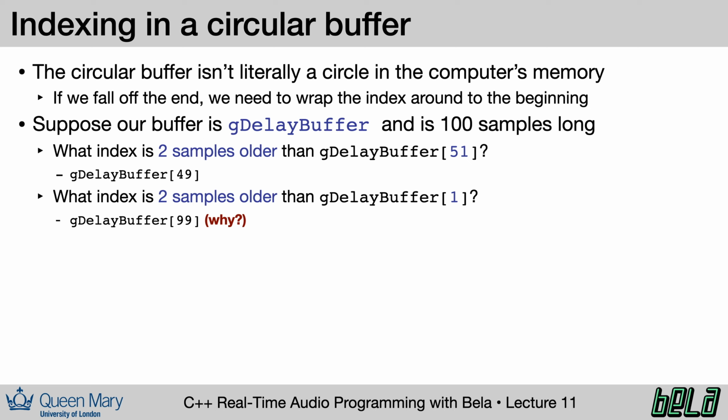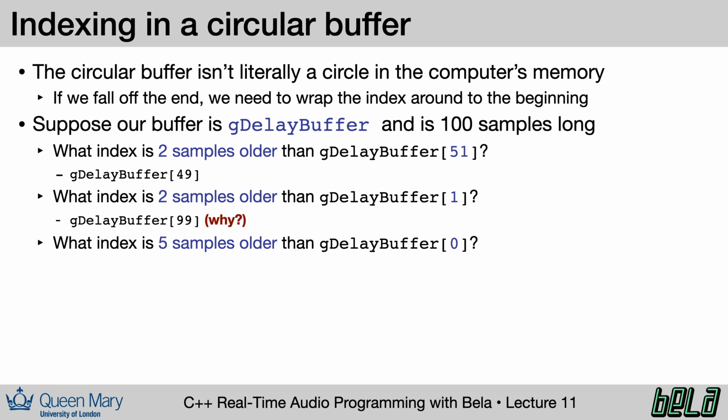Why is this the case? Well, by illustrating this buffer as a circle, we saw that once we reached the beginning, we could simply wrap around to the end and carry on counting to find older samples. In a similar vein, what is 5 samples older than gDelayBuffer[0]? In this case, we'd also have to wrap around, and we'd find the answer is gDelayBuffer[95].